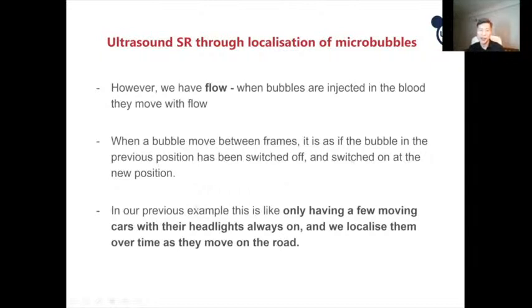So basically, if you think about our previous example of cars on the road, then in optical super resolution, it's like you pack the road with cars and then you turn on and off individual cars' headlights. But here, we don't pack the road with cars. We only have a few cars that are far apart and turn on their lights. We don't turn them off. They're always on, but we let them move. And while they're moving, we can track these individual cars and localize their position. So that can also achieve this super localization.